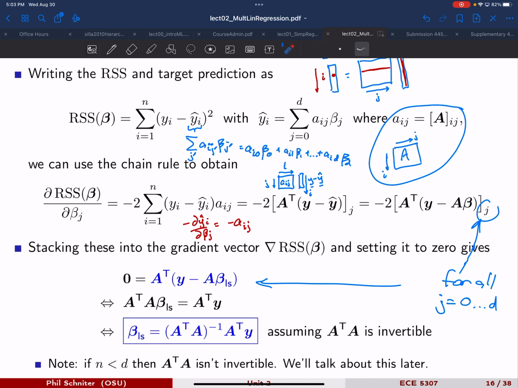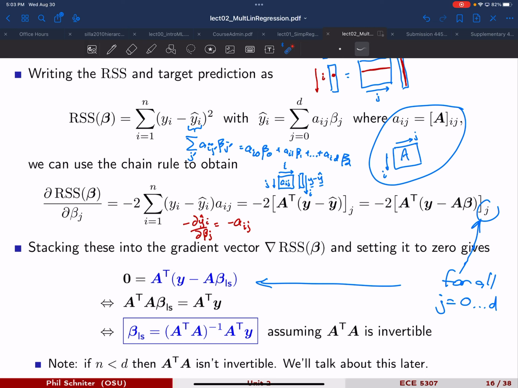Before we had beta naught and beta 1 and beta 2, those were scalar values, and here beta LS is a vector. It's containing all those betas, a finite number, not infinite. Up to D, plus 1, because you start counting at 0. Yes.